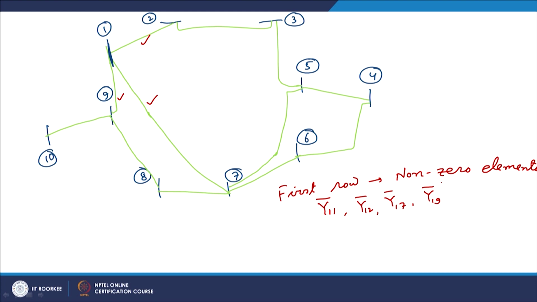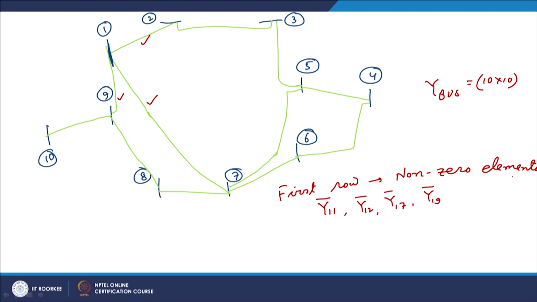Now, because it is a 10 bus system, Y bus is basically 10 cross 10. So, this matrix has 10 rows and 10 columns, but in the first row there are only 4 non-zero elements, the rest 6 are 0. Similarly, if we look at bus 2, there would be only 3 non-zero elements in that row. Similarly, for bus 3 there would be only 3, for bus 4 there would be 3, for bus 5 there would be 3, bus 6 3, bus 7 would be probably 5, because 4 lines are connected. So, 5 and so on.